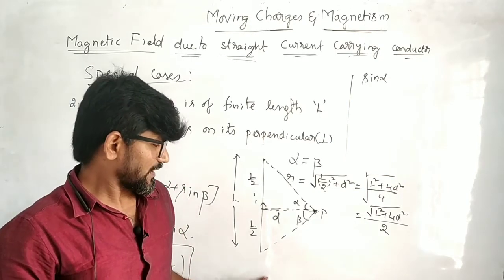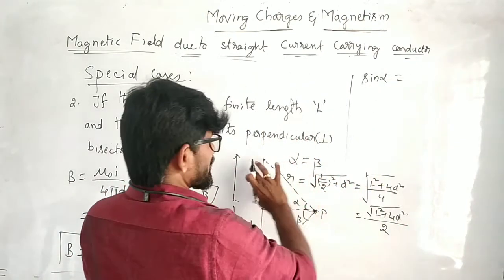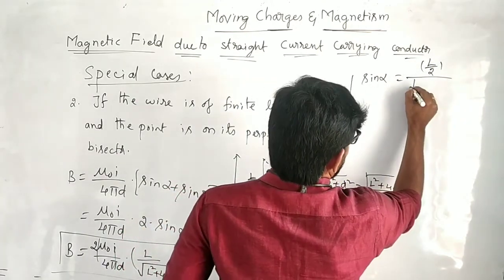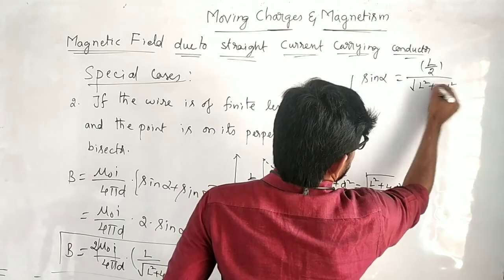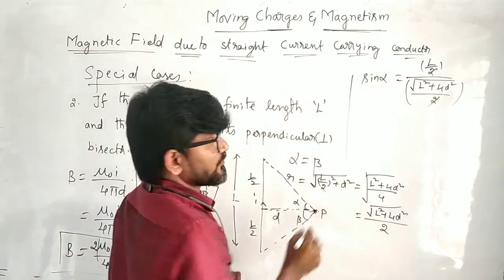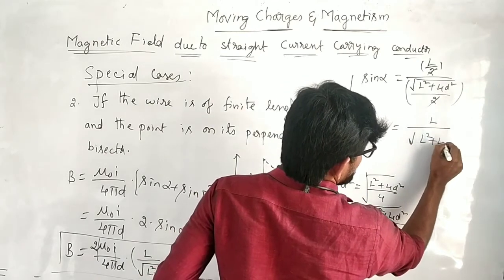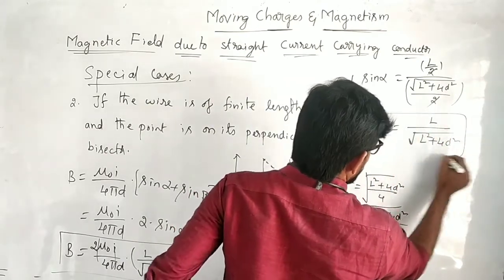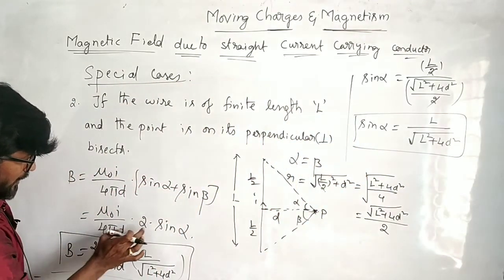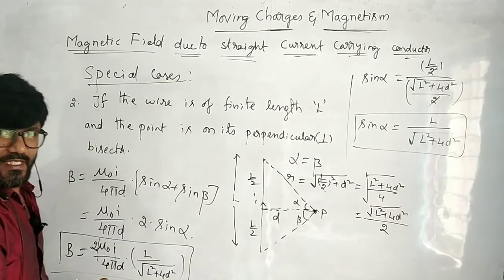Yes, for those to whom sin alpha was not displaying properly, I am writing it clearly over here. And sin alpha is opposite side by hypotenuse. It is L by 2 by the hypotenuse, which is square root of L square plus 4d square by 2. The 2 in the denominator and numerator cancel, so you will get sin alpha equal to L by square root of L square plus 4d square. And this sin alpha we will substitute here, so we will get mu naught I by 2 pi d, that is 2 into mu naught I by 4 pi d into sin alpha. Is it clear now? Yes, let us continue with the next example.